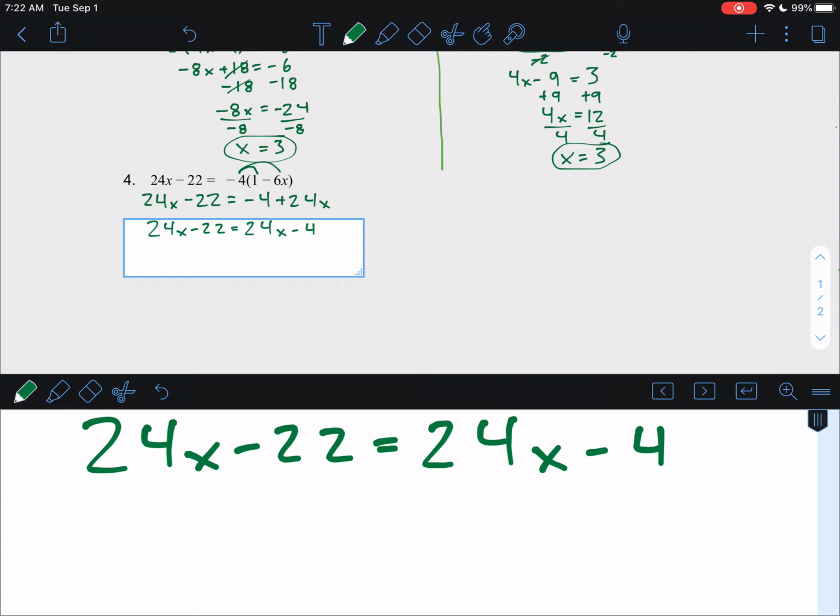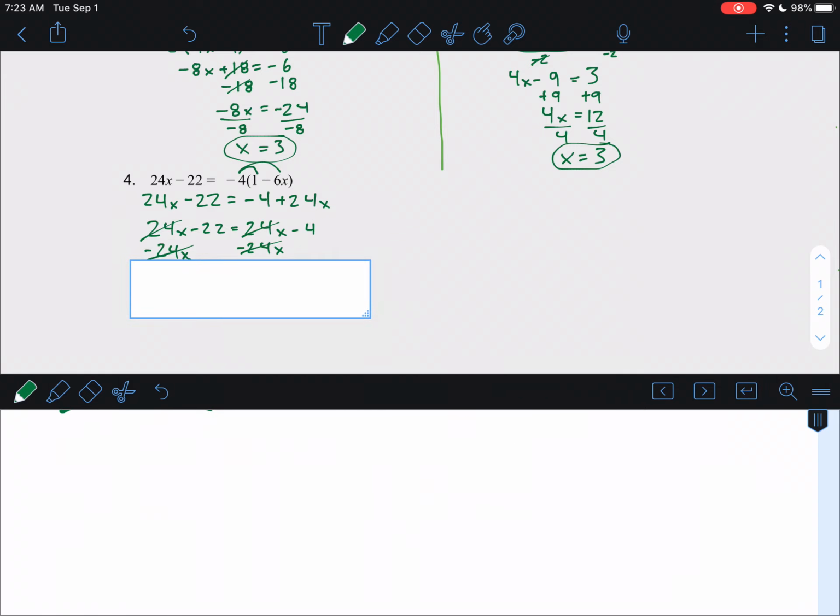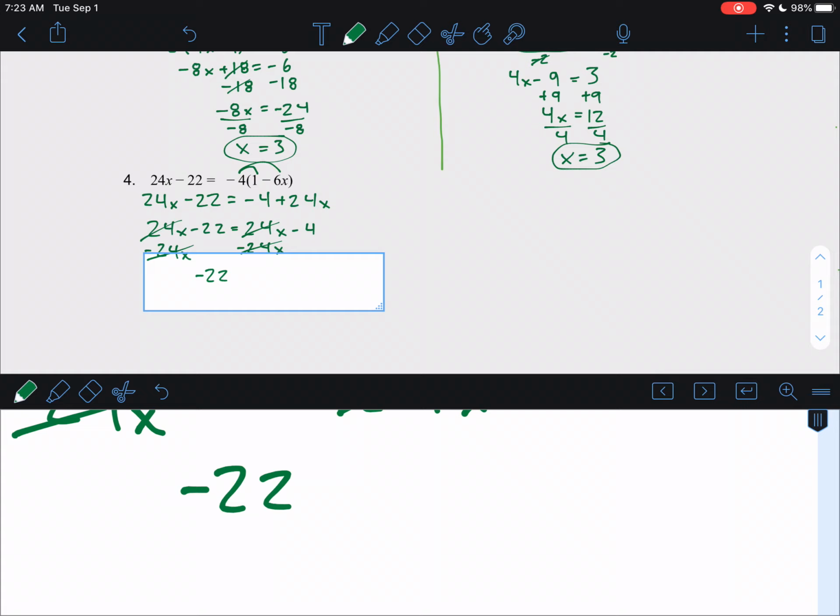So what I want to do is get x all by itself. I'm going to move all the x terms onto one side. So to do that, I'm going to subtract 24x from, let's say, the right side. So I'm going to subtract 24x, subtract 24x. But look at this. I subtracted 24x to cancel out on the right side, but when I do that on the left side, it cancels out there too. So I'm not left with any x's. There aren't any x's left. I'm just left with negative 22 equals negative 4.